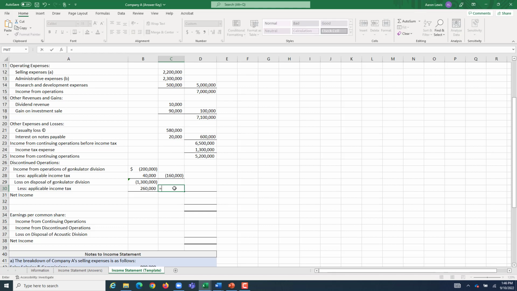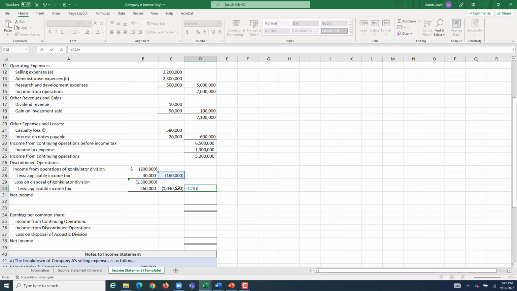So what does this mean altogether? Well, we took a $1.3 million loss on the disposal of the assets of that calculator division, but that loss at least allowed us to save having to pay $260,000 in income taxes. So net of the applicable income tax reduction, the total effect that getting rid of all the assets of the calculator division had on our profitability for the period is it lowered our overall income by $1,040,000.